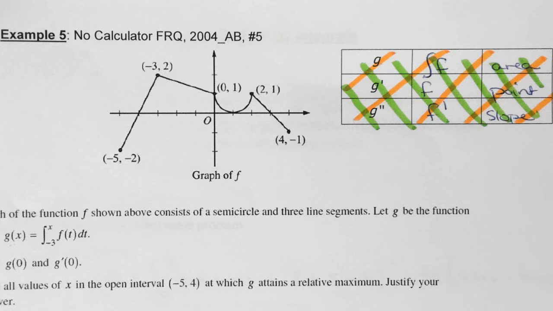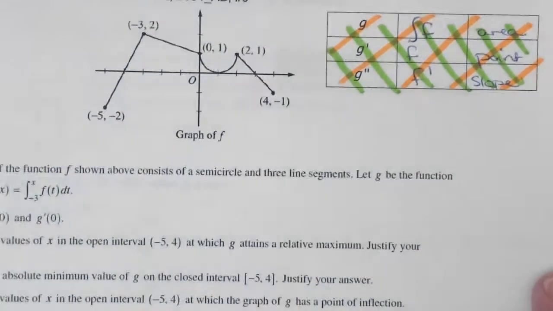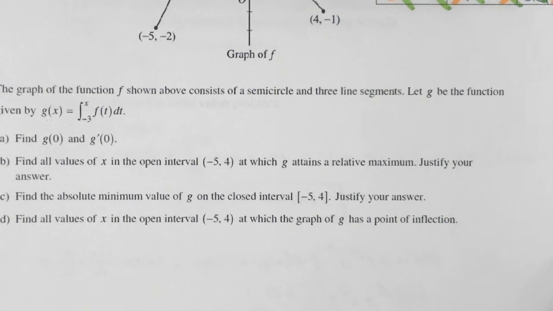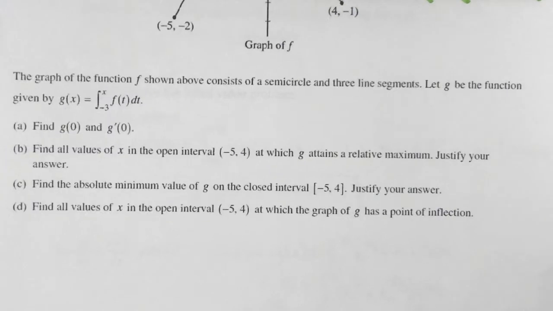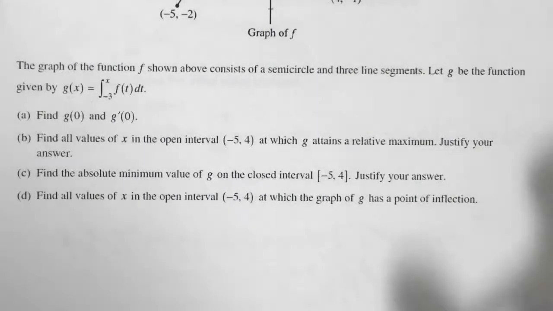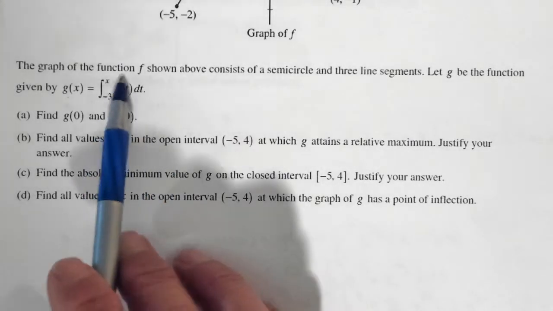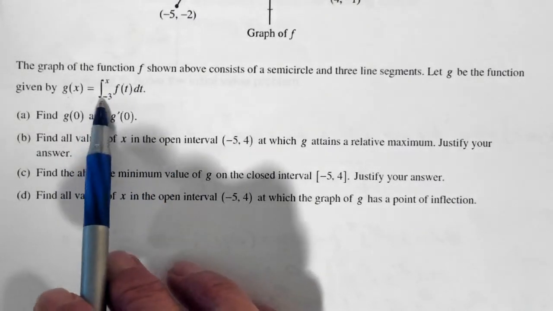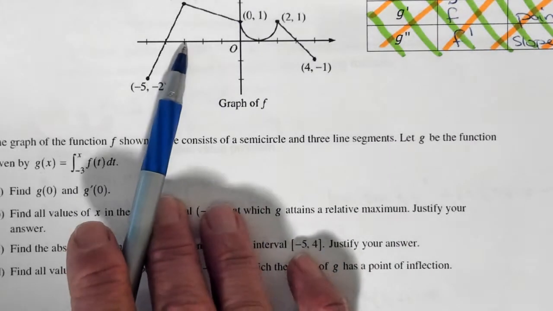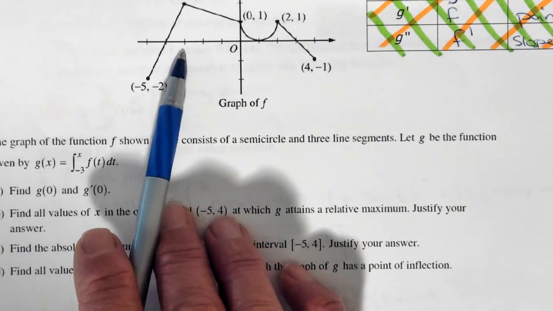All right, so here you are given a graph, and we talked about this at the end of last class. It said that the graph of this function consists of a semicircle, 3 line segments, and g is the function given by g of x is equal to the integral from -3 to x of f of t dt. So before we concluded class, you told me that if this is sitting on the right side of the integral, this is a derivative, true? Okay, so that means this graph is a derivative, correct? So this is not an original function.